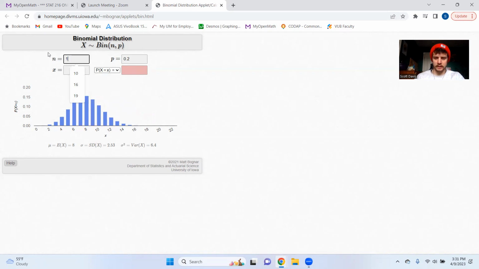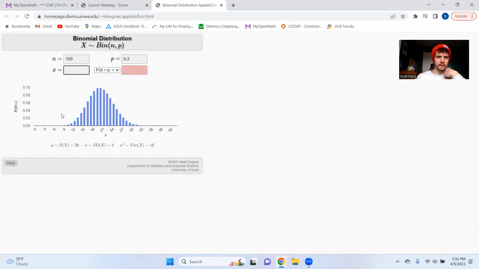And if I make this, say, 100, now we're starting to look fairly normal, even though our probability is pretty far away from being balanced. It ends up being approximately normal, and you can approximate it with the normal distribution with a mean of 20, which is the expected value of this binomial distribution, and a standard deviation of 4. That calculation, again, is the square root of n times p times 1 minus p.